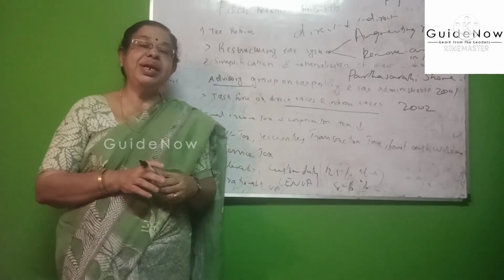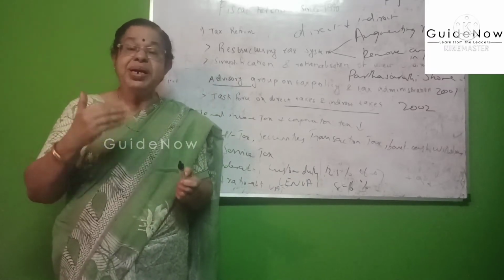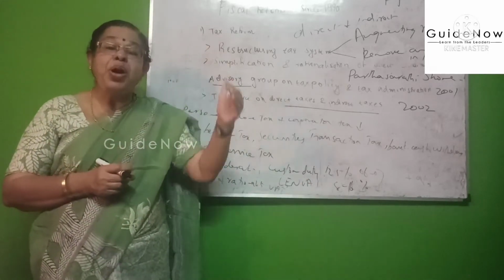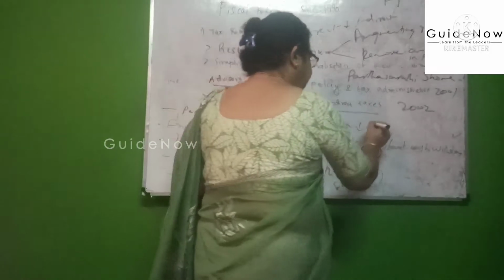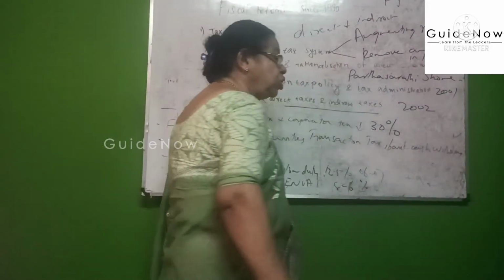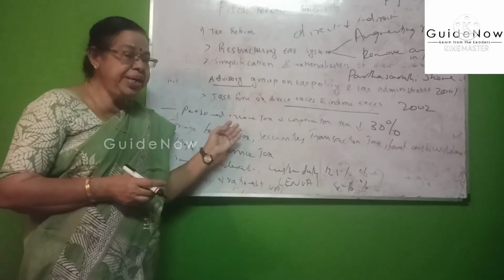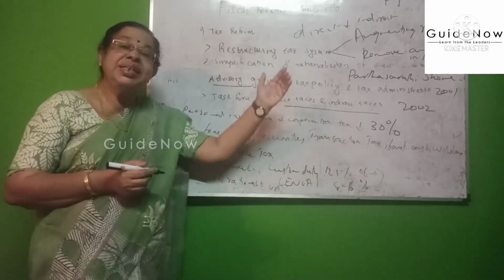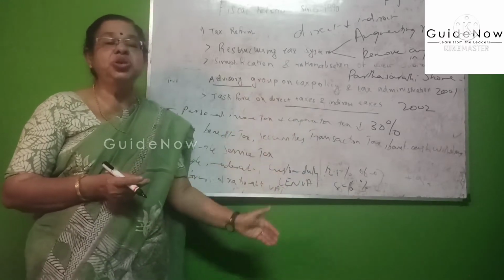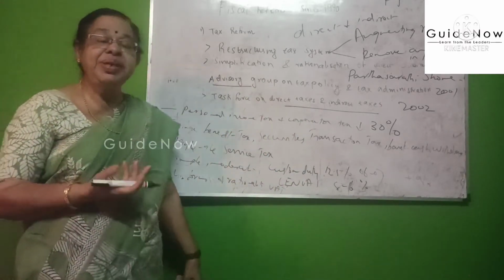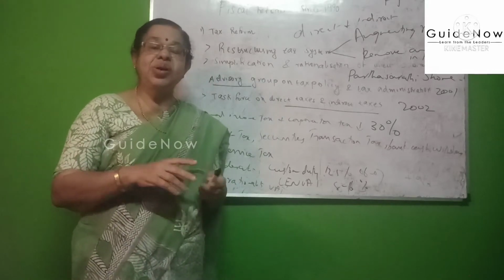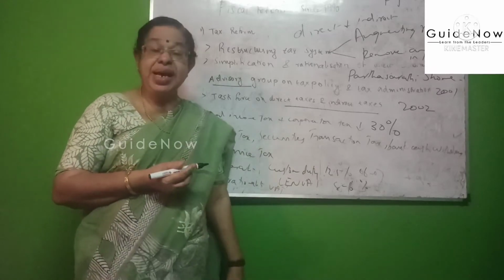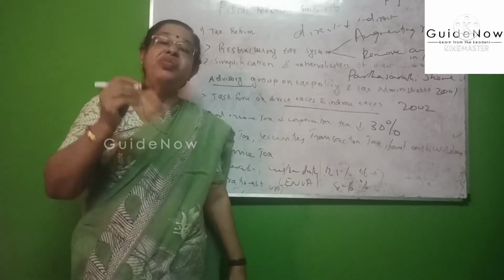The first important measure is that personal income tax and corporation tax were brought down to 30%. That is mainly the taxes like personal income tax and corporation tax. Personal income tax is the tax on the income of the individual. Corporation tax is a tax on the profit of the companies.